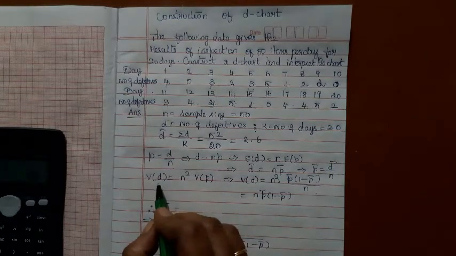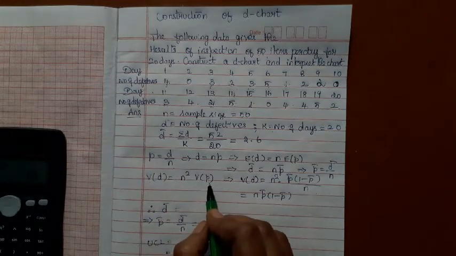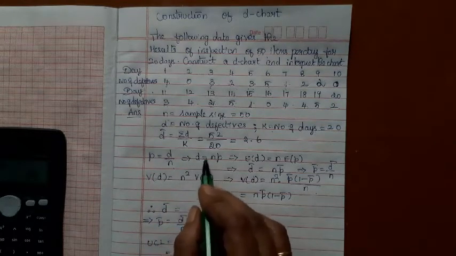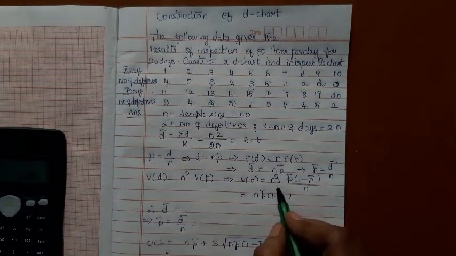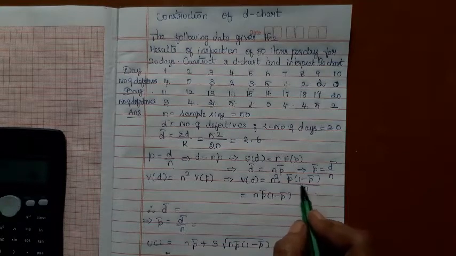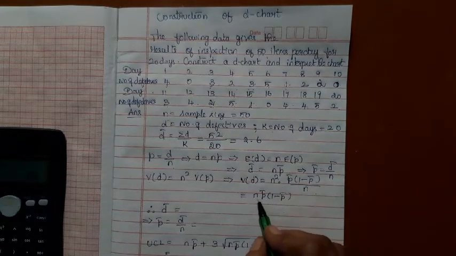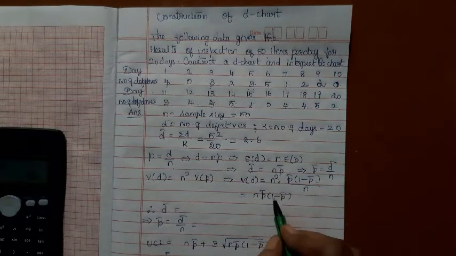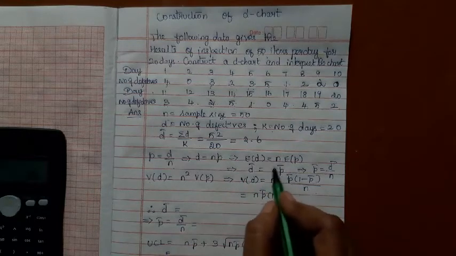Now what is variance of D? Variance of D is n square into variance of p, because D is np. What is variance of p? p is the proportion of defectives, so you know the formula is pq by n. That is, p bar into 1 minus p bar by n is the formula. If you cancel n, you get this. So this is the formula for variance of D, and this is the formula for expectation of D.